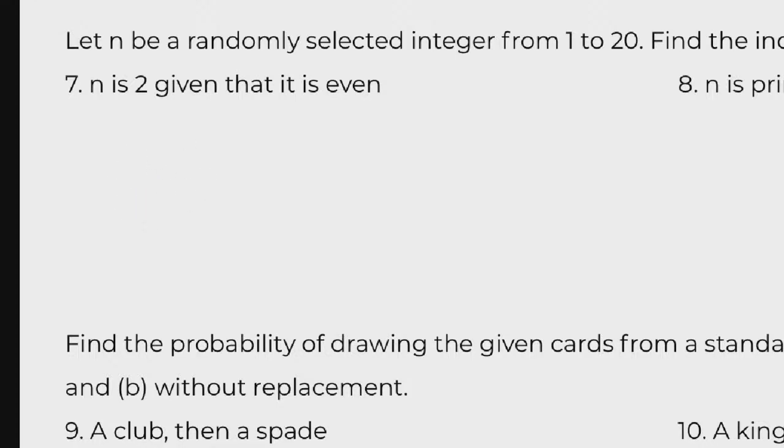Okay, so given that it's even, that means it's 2, 4, 6, 8, 10, 12, 14, 16, 18, or 20. So there are 10 numbers there. And n is 2, so only one of those 10 is 2. So we have a 1 in 10 chance because we want to pick the number 2 and we're given that it's going to be an even number, so it has to be one of those 10 that are listed.